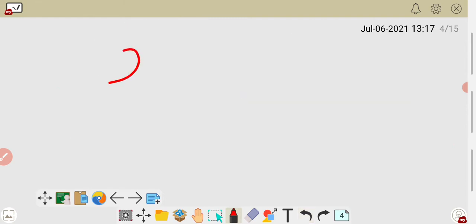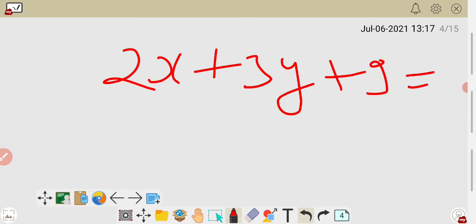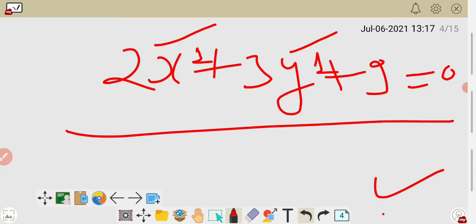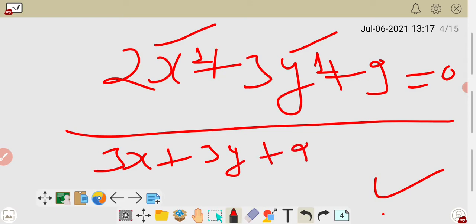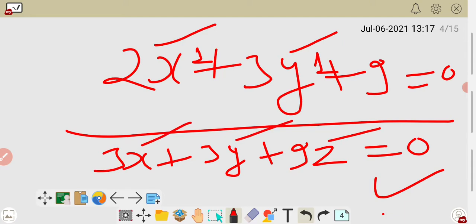As I showed you, 2x plus 3y plus 9 is equal to 0. Just see, the 0 is there, so it is an equation. Two variables are there, and the highest degree is 1, so you have to say it is a linear equation in two variables. If you write 3x plus 3y plus 9z is equal to 0, then how many variables are there? Three variables, and the degree is 1, so it is a linear equation in three variables.